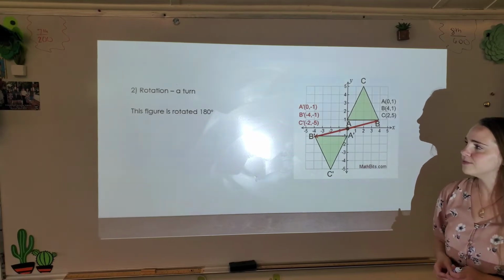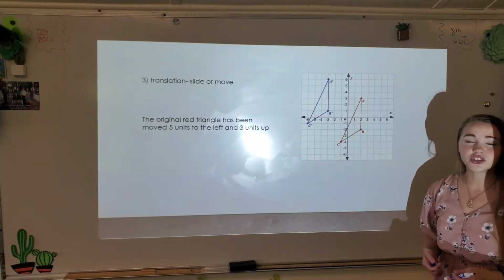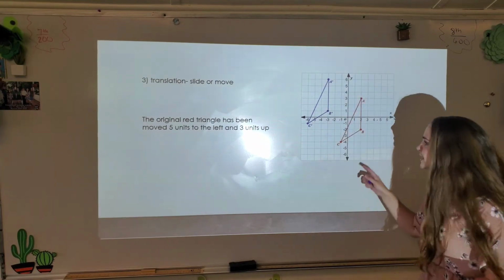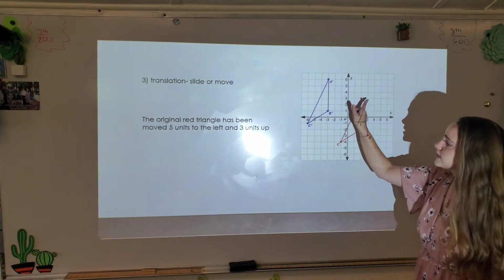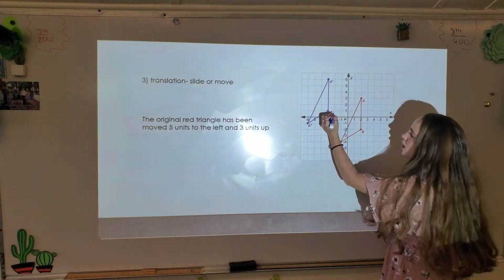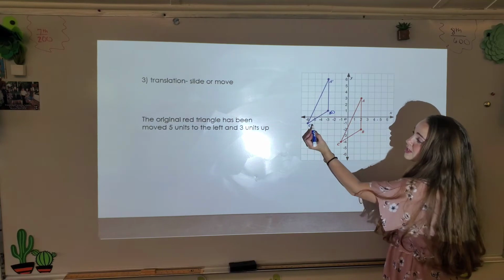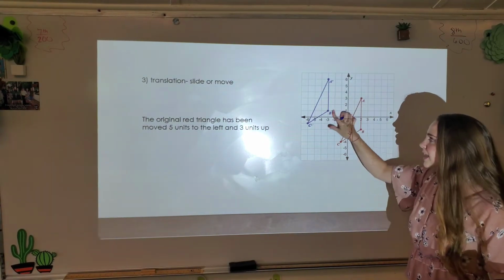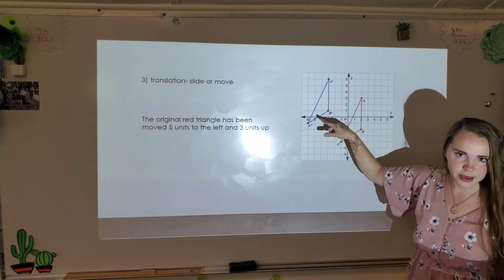So that's a rotation. And then a translation is just a slide or a move. Remember, I took the podium and I moved it over. Basically, this is just 5 units to the left and 3 units up, and they did it to every single point. Remember when we draw the image, the new point gets a little prime with it, just to say this is the original and this is the image.